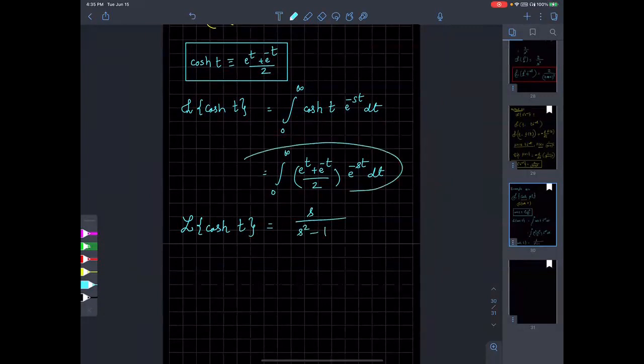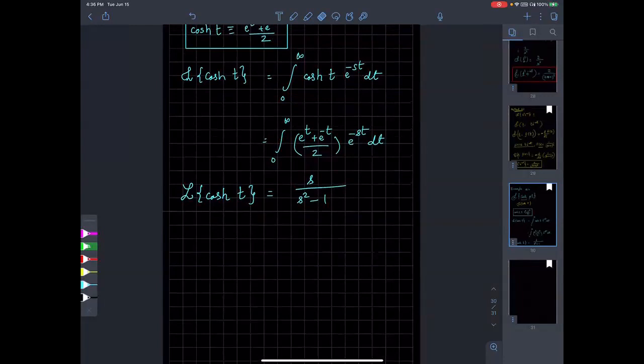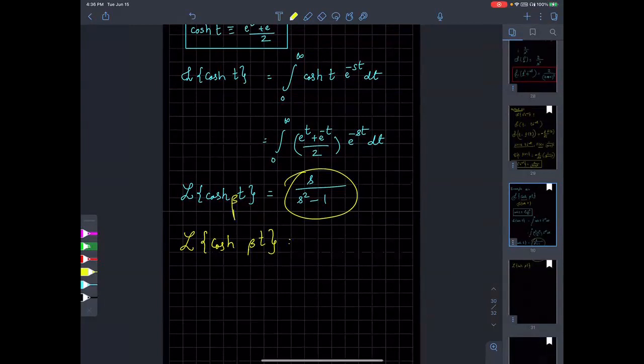I'm not going to do this integration. All you have to do is take this e to the minus st inside, and then doing the integral of an exponential function is reasonably straightforward. I leave it as an exercise to you. Now from here, we are really interested in cosh beta t. How do you get from this, which does not include the beta term, to this?